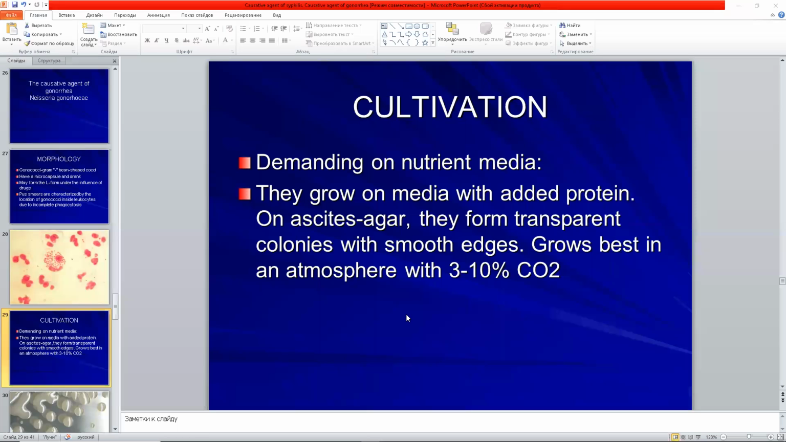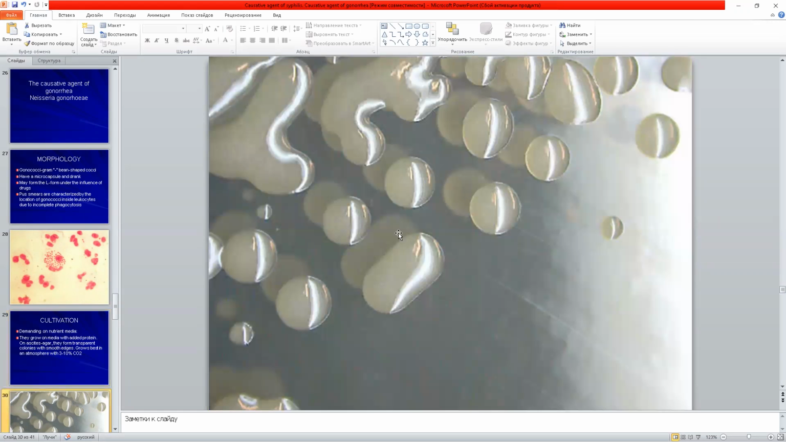We are talking about gonorrhoeae, cultivation of gonorrhoeae. They don't grow on ordinary media. They need media with proteins, and they grow better in the presence of CO2, 3 to 10%. They develop S-type colonies without color.